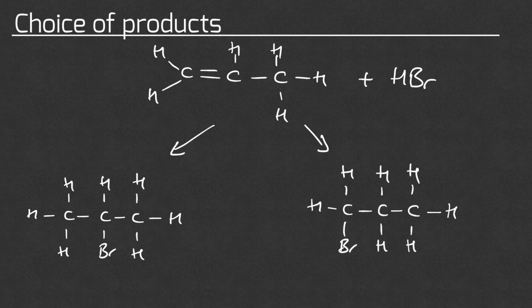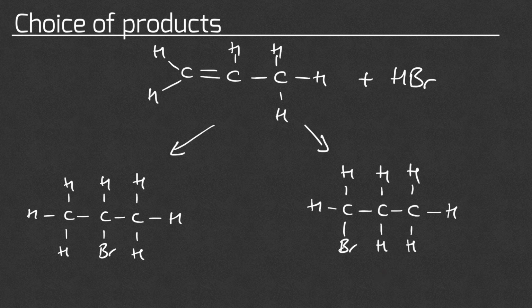Or alternatively, you could add the hydrogen to the carbon on the right of the double bond, and the bromine to the carbon on the left of the double bond. And you'll see here these are 2 very different products. We could either form 2-bromopropane or 1-bromopropane. Only one of these is correct.